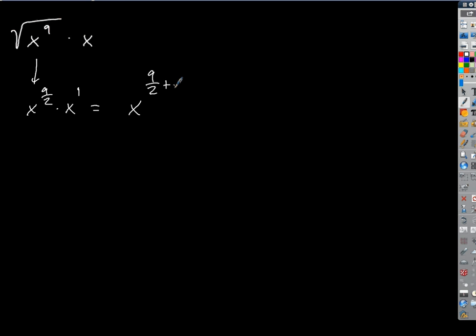But when we add fractions, we have to have a common denominator. So how would we write the 1? 2 over 2. Yeah, does that make sense? It's 1, but we've got to multiply top and bottom by 2, so we have a common denominator. And really all we're doing here, I know we're adding fractions, but it's all in the exponent. So then we end up with x to what power? What's 9/2 plus 2/2? 11/2.